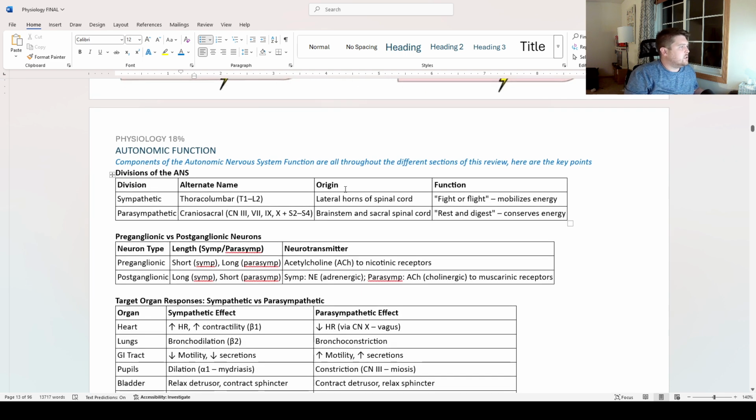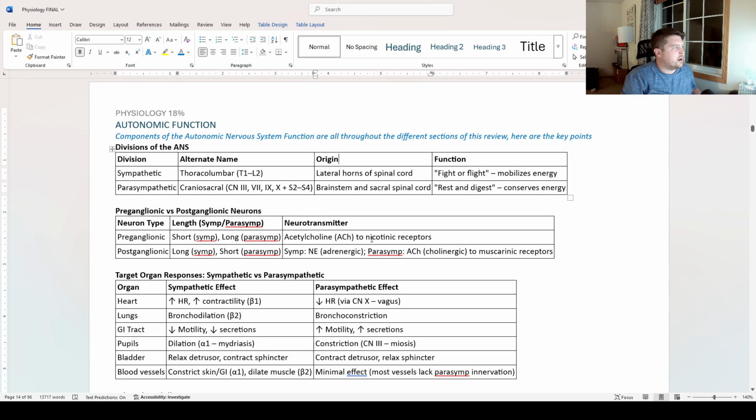Okay, nice and short on this one. Next chunk, we will talk about the autonomic function.